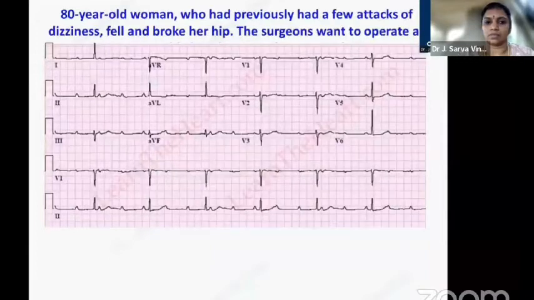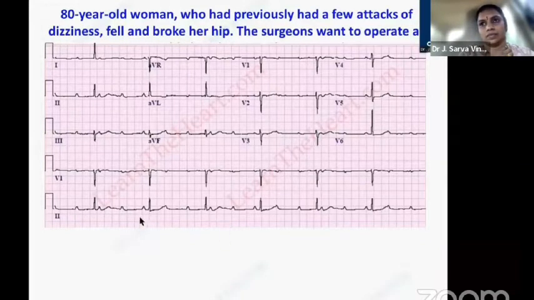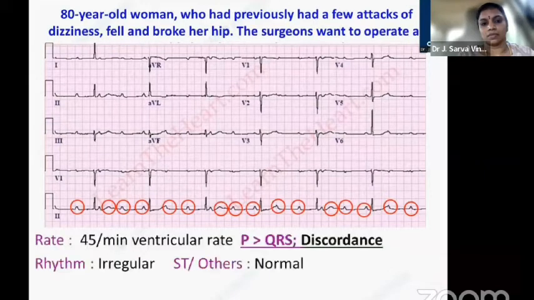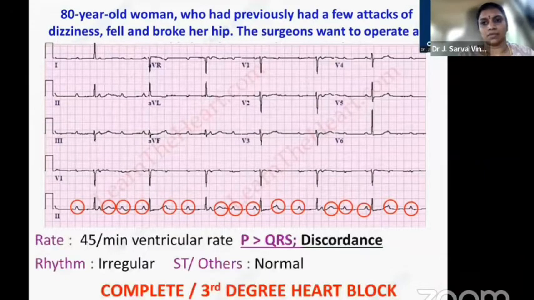This patient is an 80-year-old patient who has broken her hip, and the surgeon wants to operate on this patient. So what is our comment here? What do we see here? We see some bradycardia here, and the RR interval is fairly okay. But what about the P waves? We see numerous P waves when compared to the R waves. So there is total discordance between the P and the QRS. So this is indicative of complete or third degree heart block. So we shouldn't take this patient up for surgery now. This patient requires at least temporary pacing immediately.